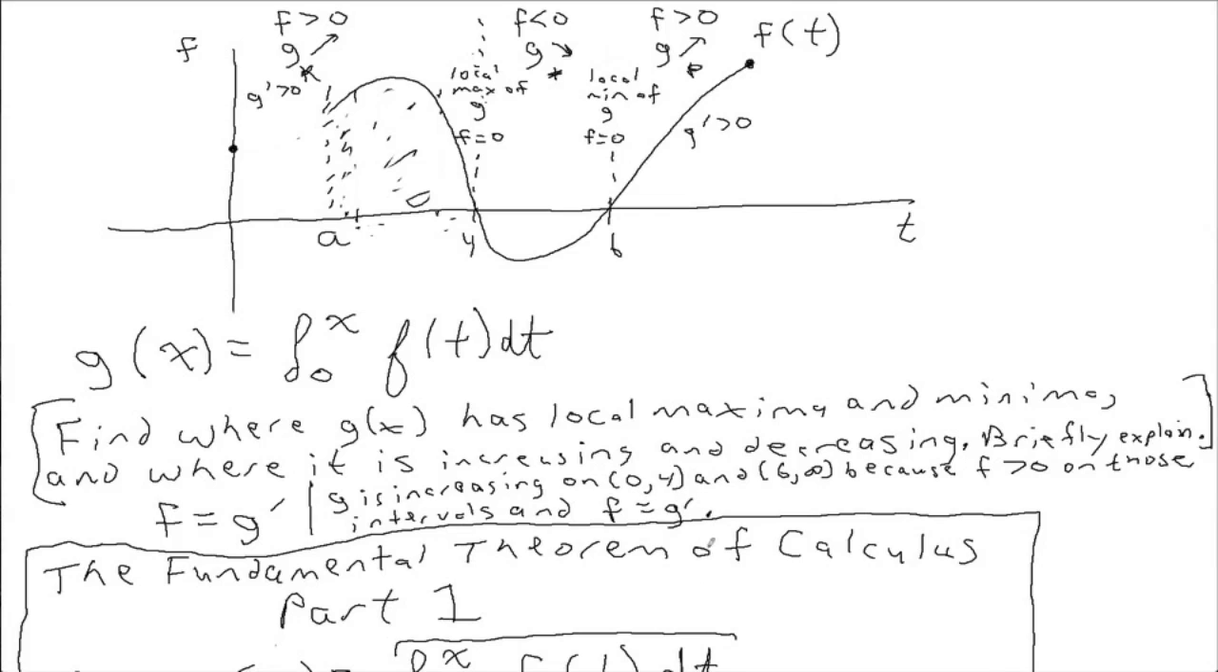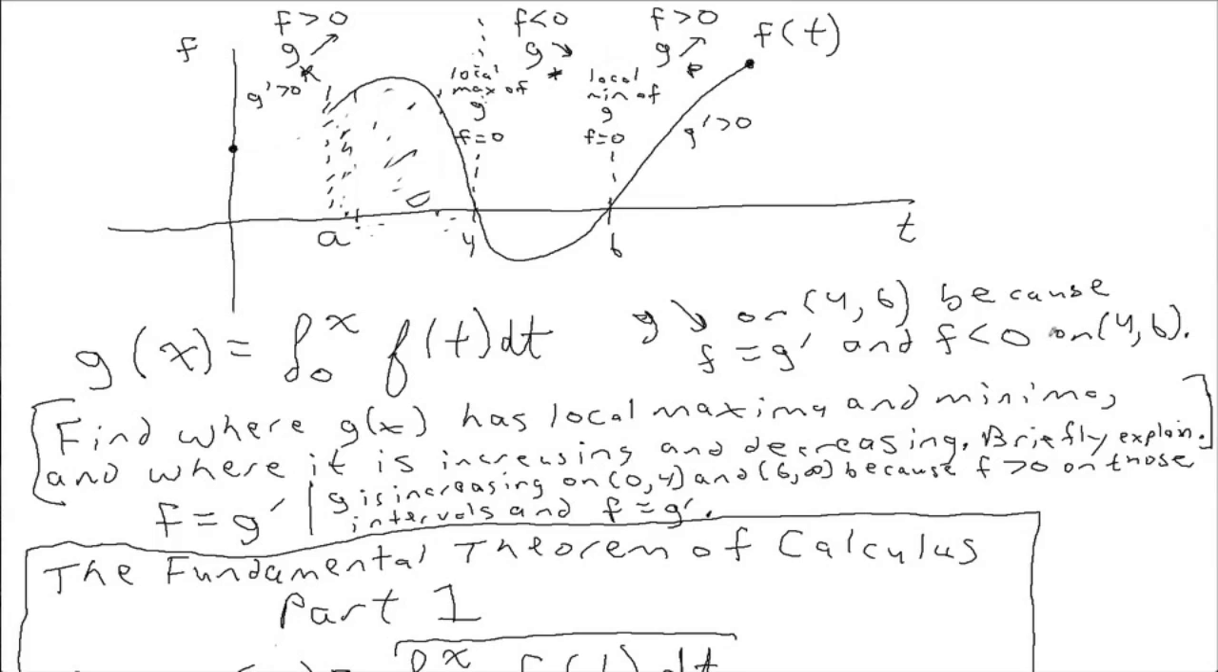Okay, so for example, suppose they had asked you, where is g decreasing? Briefly explain. What would your answer be? Okay, so g is decreasing from 4 to 6, and it's decreasing because f equals g prime. Now that's only half of it. Why does that mean g is decreasing and not increasing? Because g prime is negative. Yeah, and f is negative on 4 to 6.